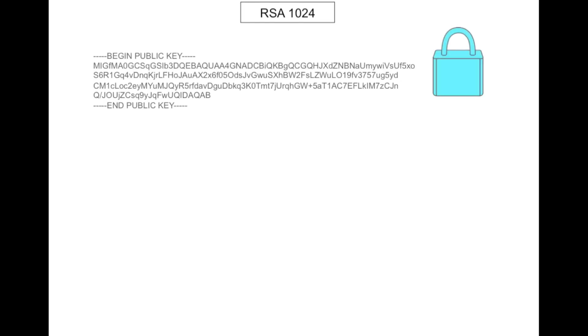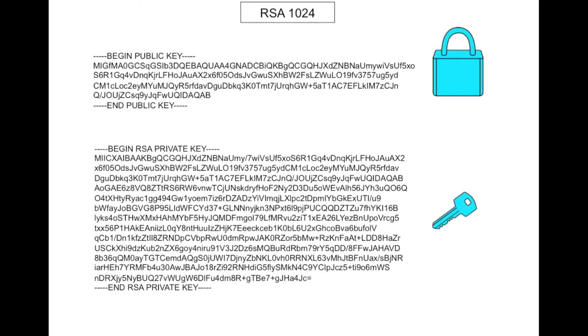RSA uses a public key and a private key to accomplish this. A public key is like a lock that can encrypt any information so that it can only be read by someone who has the private key. This is a very mathematically secure protocol that would take millenniums to brute force.